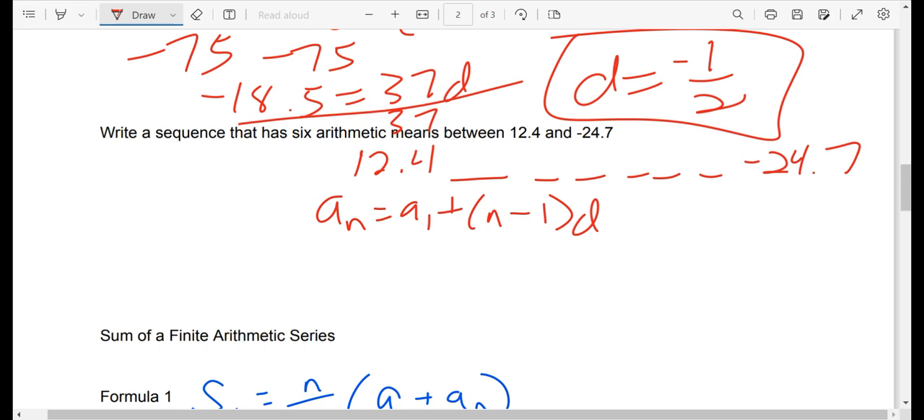In order to solve and find the sequence, I know that 6 numbers later from your original, which is 12.4, you're going to get the next number. But how many numbers total are there? There's 8 numbers. Because we go from 1, 2, 3, 4, 5, 6, 7, 8. 8 numbers till we get to negative 24.7.